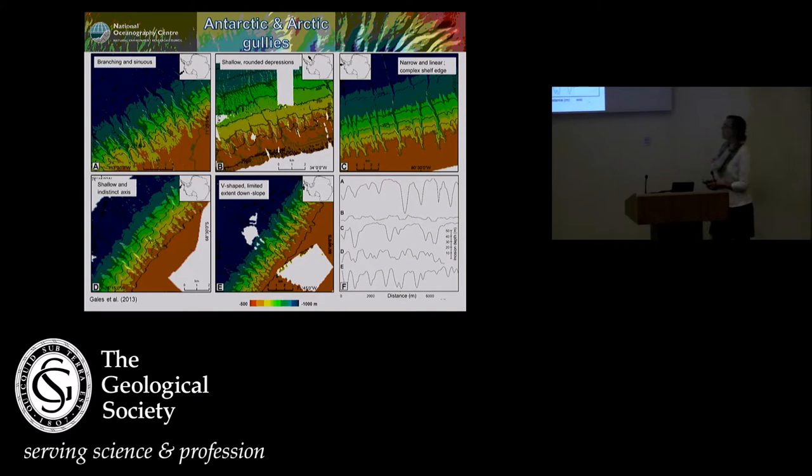You can see that in the top left, we have branching and sinuous features. In the middle there, we have more shallow and rounded features. We have very linear and shelf incising features. We also have gullies with quite an indistinct axis. And we have V-shaped and quite low-length features.